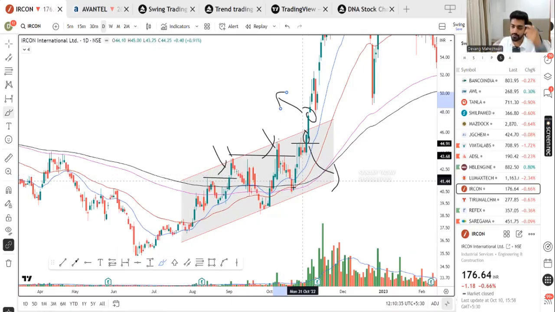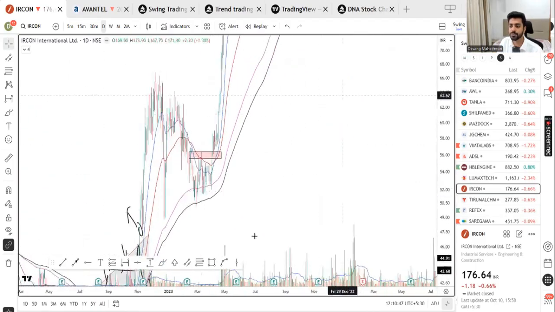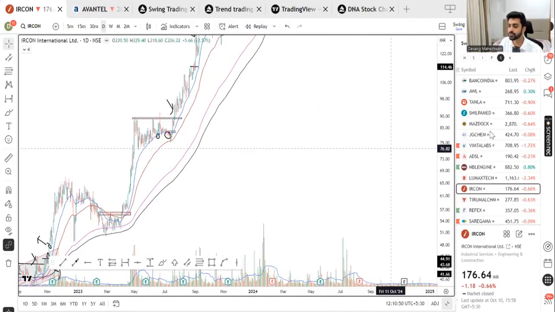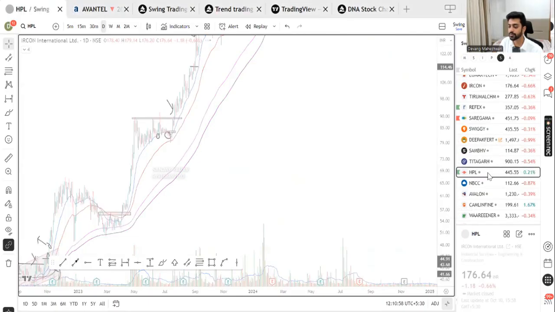Usually these upslope bases are formed, the majority of the time, when the market goes into a corrective phase or a sideways kind of phase. At that point of time you'll find all these bases. So this is the complete journey for this stock. Let's see some more examples. It's HPL Electric.